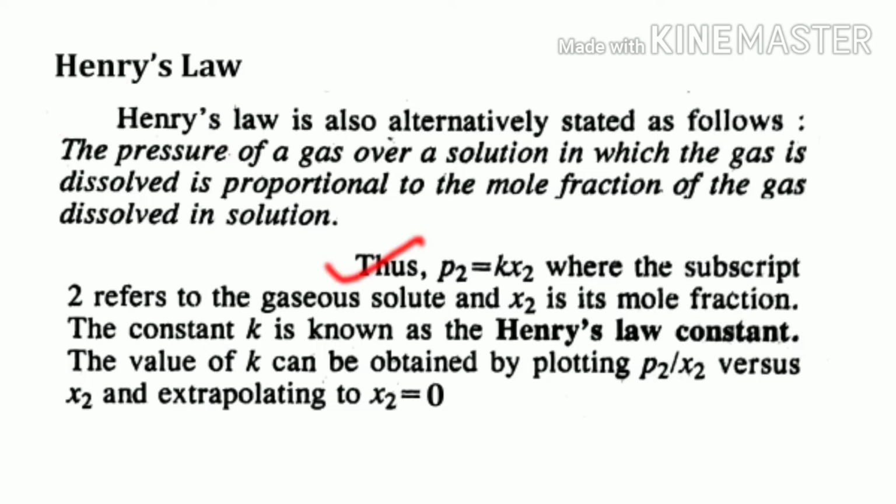Mathematically, we can write P2 is equal to K into X2, where the subscript 2 refers to the gaseous solute and X2 is the mole fraction of the solute. Here the constant K is known as the Henry's law constant, and the value of K can be obtained by plotting P2 by X2 versus X2 and extrapolating the straight line to X2 equal to 0.